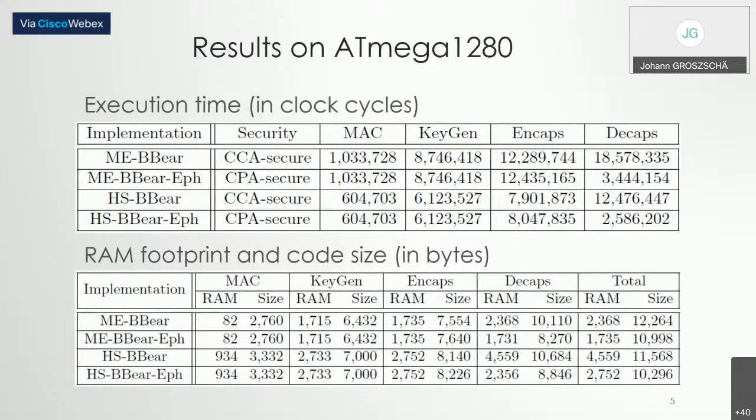In terms of RAM consumption, you see on the lower table on the right side the overall RAM consumption, which is the maximum of encapsulation, decapsulation, and key generation. And as you see, the memory-efficient ephemeral version is relatively modest. It needs about 1.8 or 1.7 kilobytes of RAM, which is, as far as we know, the lowest RAM footprint ever reported in the literature. Whereas the high-speed versions need more RAM again because of more levels of Karatsuba. In terms of code size, all versions need between 11 and 12 kilobytes of code size, which includes everything: encapsulation, decapsulation, and key generation.